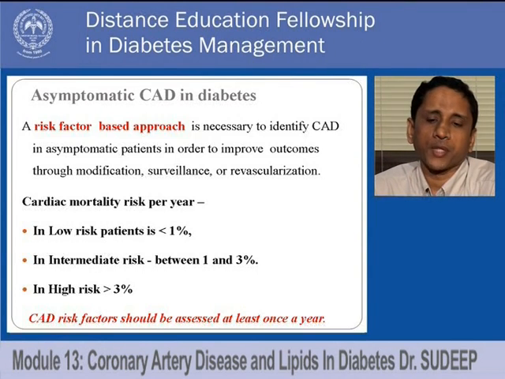treat these patients promptly. Cardiac mortality risk increases in those patients according to the presence of the risk factors. In a patient who is having a low risk, the mortality is around less than 1% per year. When the patient is having intermediate risk, it is 1 to 3%, and when they are having high risk, the mortality is more than 3%. So, for a patient who is being followed up regularly in a diabetic clinic, the cardiac risk factors have to be monitored and assessed at least once in a year.